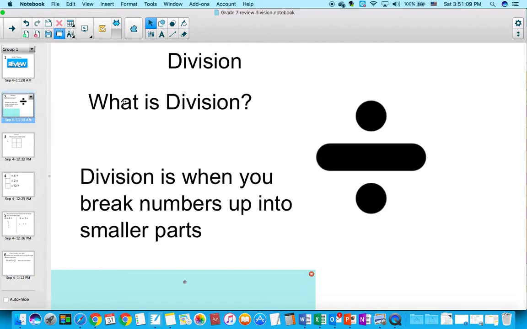Well, division, in a nutshell, is when you break something up into smaller parts. That's it. And that doesn't sound hard, but when numbers start to get finicky and big and kind of difficult, then division itself can become more challenging. So let's try and visualize some division here.